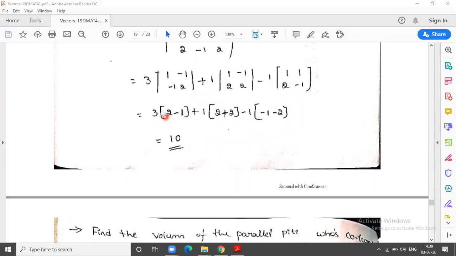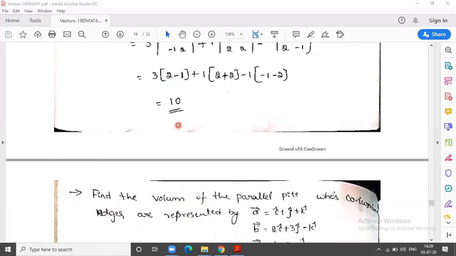3 into 2 minus 1 means it will become 3 into 2 minus 1 is 3. 1 into 2 plus 2 means 4. 4 into 1 is 4. 4 plus 1 is 7. So minus 1 minus 2 is minus 3 into minus 1 is 3. 3 plus 4 plus 3, which will be 10.